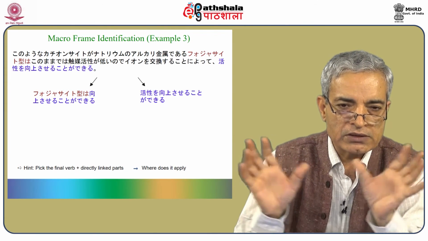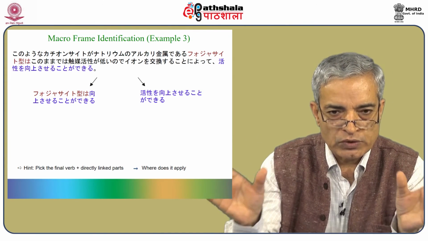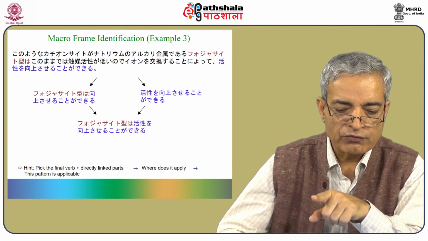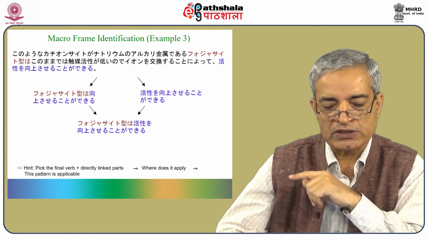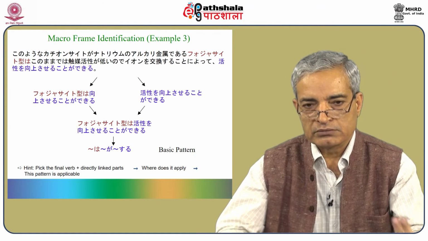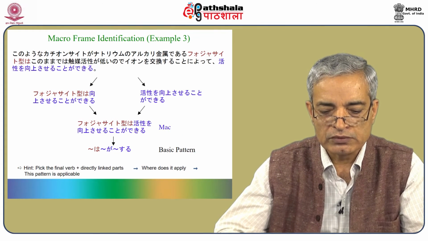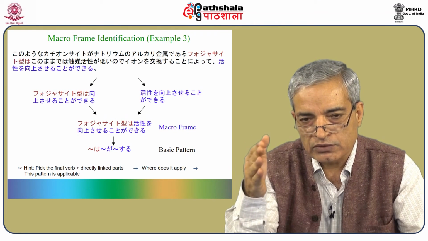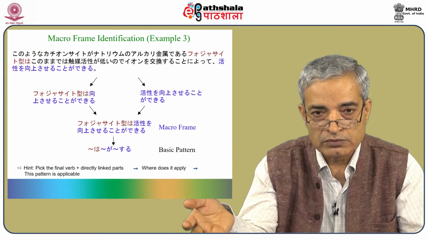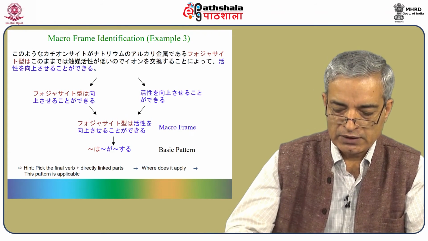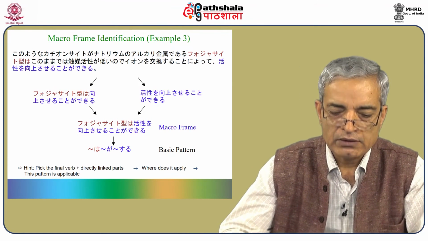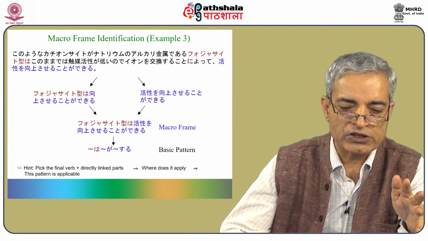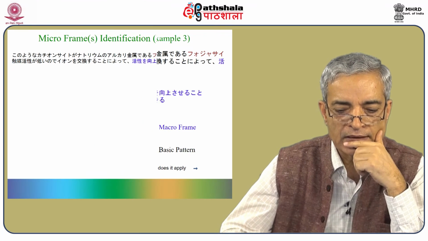That means actually this cannot be segregated. The two are actually same. So we need to combine the two, and the main frame comes as foja sait gata wa kase o kojo saseru koto ga dekiru. And as in the previous case, vaga suru. In this case, it is not vaga suru, it is vaga saseru koto ga dekiru. So too long, so vaga dekiru should have been the basic pattern here, but that's a very minor thing. Let's go to the next slide to see the micro frames in this particular example.